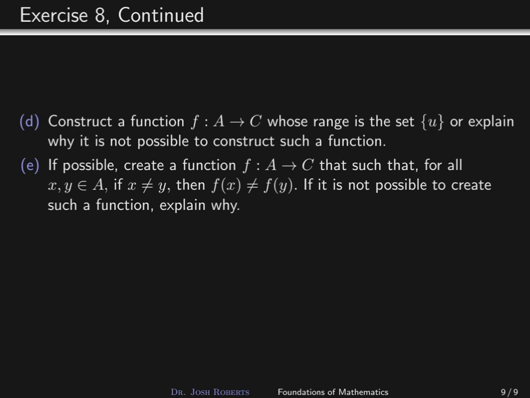And now here's something that's interesting. Is it possible to make a function from A to C such that for all elements of A, if they are not equal, then the images of them are also not equal? So this one you may need to play with a little bit. And think about what it's asking.